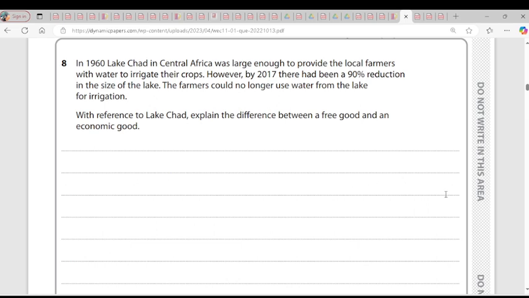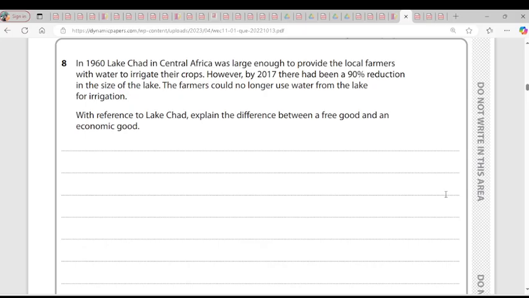We call them free goods because these goods don't have opportunity cost. These are goods without opportunity cost, and you don't have to pay for them. That's why we call them free goods. Do you understand free good here? So based on the case study, the example of a free good here is the water from Lake Chad. The water from Lake Chad is a free good. I think it's clear.